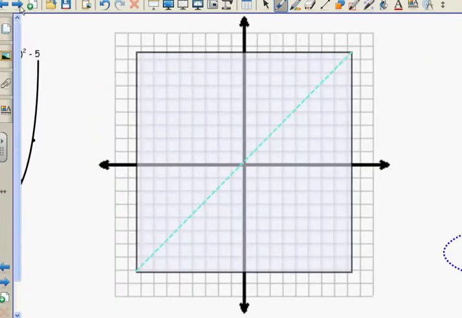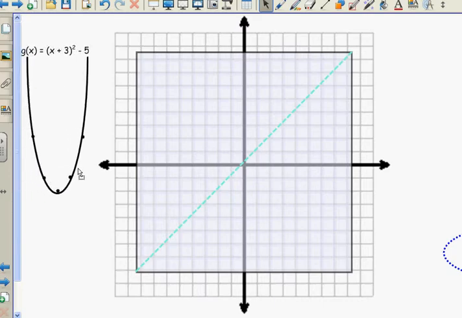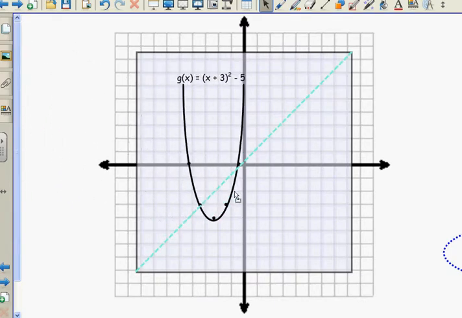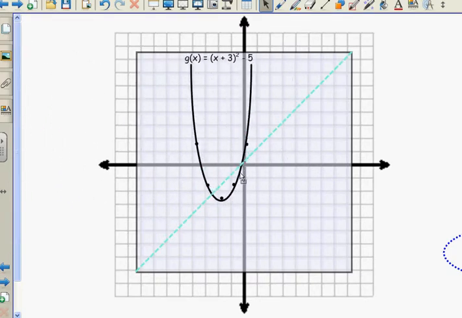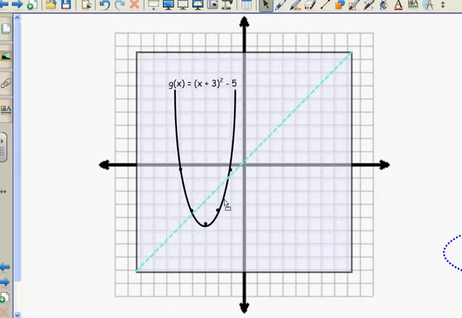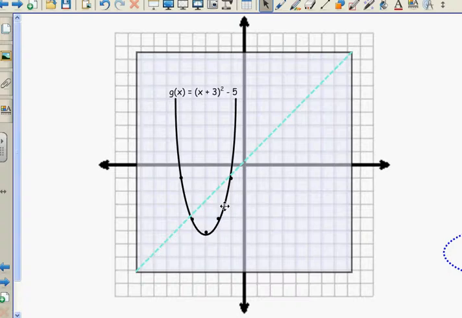So I went ahead and did that. Here's my function. Let me put it where it's supposed to go. We said the vertex is at -3, -5. If you notice, my first stair step size is 1, my second stair step size is 3, and then it gets a little off after that. That's a smartboard limitation.